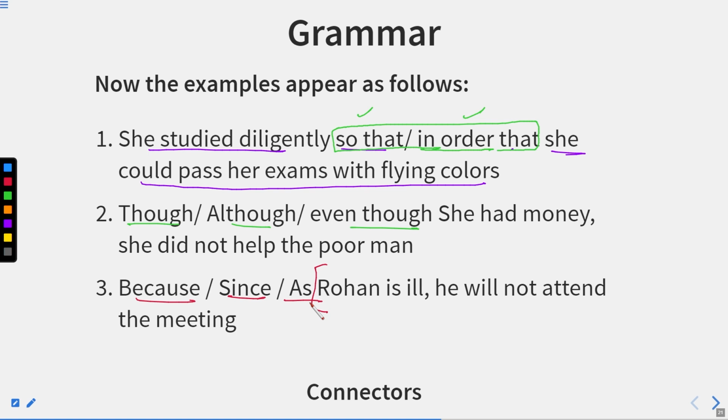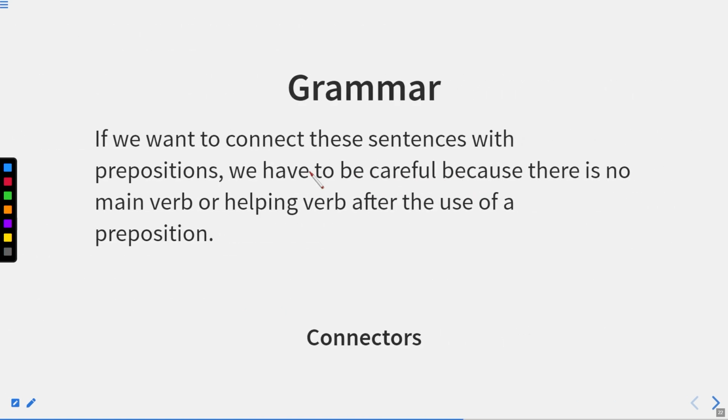Moreover, we can also join these two sentences together with the help of prepositions, but the structure over there will be changed. Now, if I say she studied diligently so that she could pass her exam, it is showing the cause, and this is the reason. For what? The purpose. The purpose is to pass the exam with flying colors. Now, if I connect these sentences with prepositions, we have to be careful because there is no main verb or helping verb after the use of a preposition.